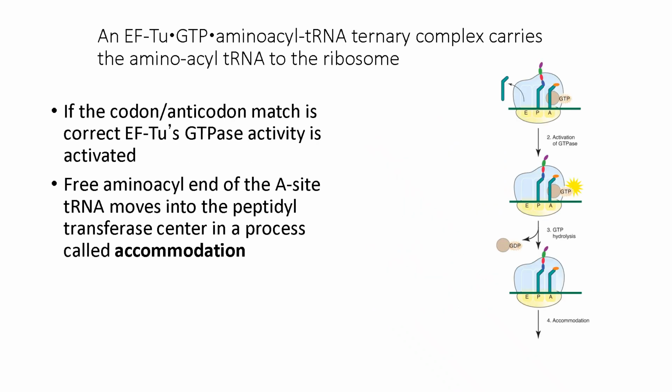When the codon-anticodon pairing is correct, EF-Tu hydrolyzes GTP, triggering a conformational change. This allows the amino acid end of the tRNA to move fully into the peptidyltransferase center of the ribosome in a process known as accommodation. This precise movement is crucial for accurate and efficient peptide bond formation.